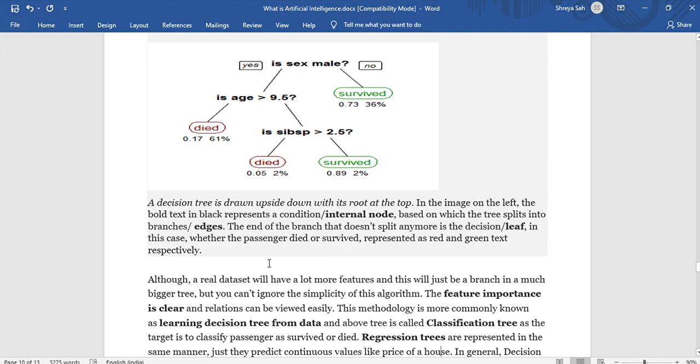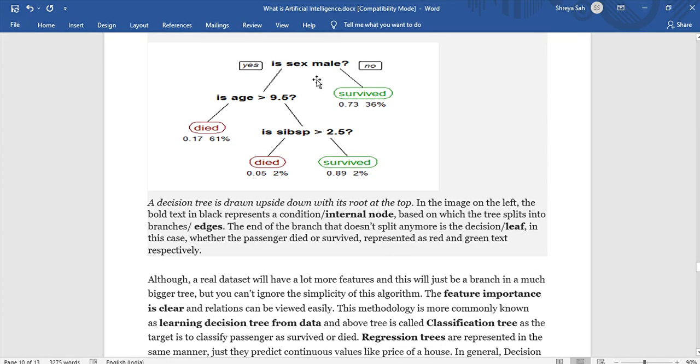Okay, a decision tree is known as a decision tree because the features are just like a tree. In a tree we have a root. Similarly, in this model also we have a root, but the root is at the topmost position. And in this case, the root is the gender. So whether the gender is male or not, that is the root, okay.